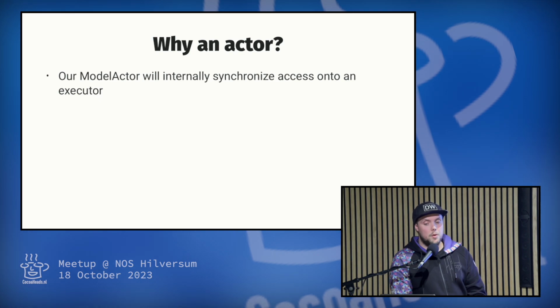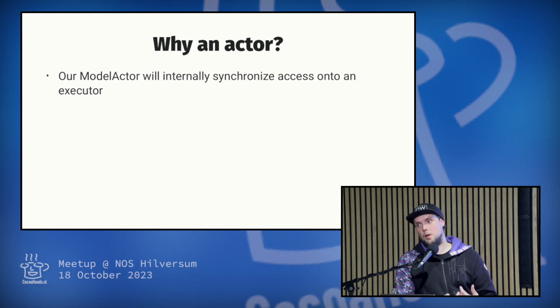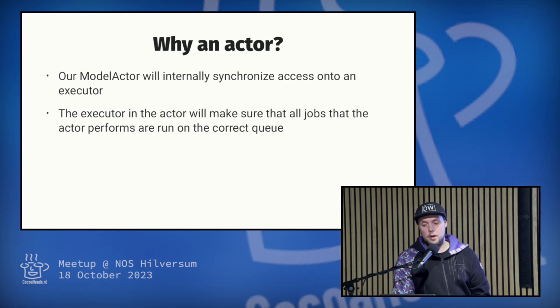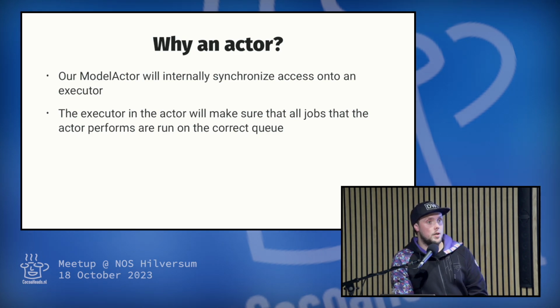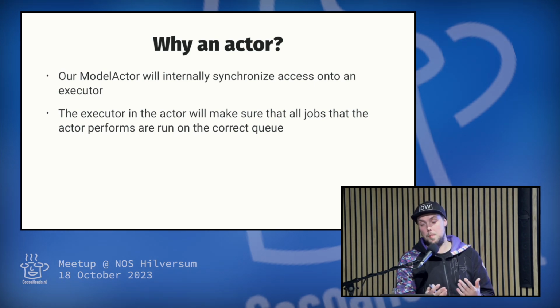Because the model actor will internally synchronize all of its function calls and all access to model containers, model context, and everything into an executor. And an executor in an actor makes sure that all jobs that the actor is given, so all function calls, all property access, all of that, is run on the correct queue. It's how the main actor makes sure that everything we do on main is actually running on main. The executor is simply dispatching to the main thread every time. For SwiftData, the executor will dispatch to an appropriate queue, similar to how managedObjectContext.perform dispatches to an appropriate queue.